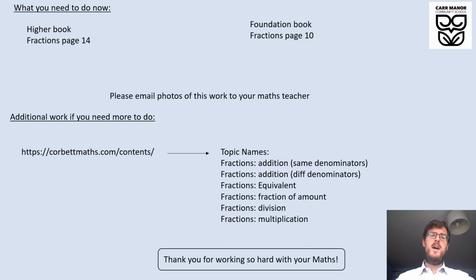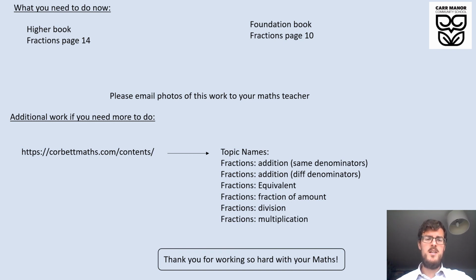What you need to do now is get to your workbook, and in the higher book it's page 14, and in the foundation book it's page 10. Have a look at the examples and then try the questions yourself. Do remember to take a picture of it and email it to your maths teacher. They'd love to see it, they'd love to mark it and give you some feedback on it.